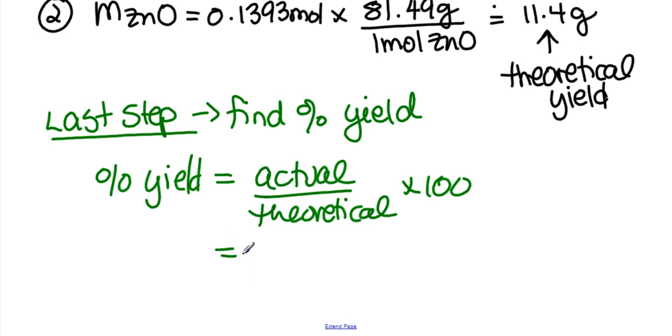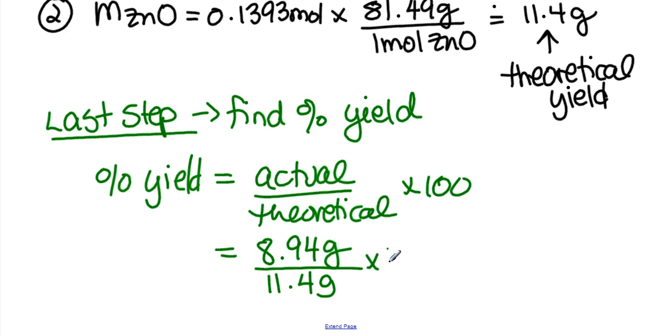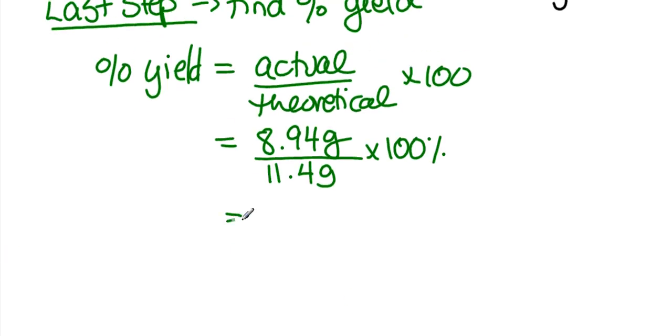So in the question, they told us our actual yield was 8.94. If you don't remember that number, you can scroll back up to the question to take a look. We divide that by our theoretical yield, which we just found. Multiply that by 100. And then we get approximately 78.4%. So this is telling us that when this experiment was conducted, we got 78.4% of the product that we expected. The rest of it was lost due to whatever experimental error that was encountered.